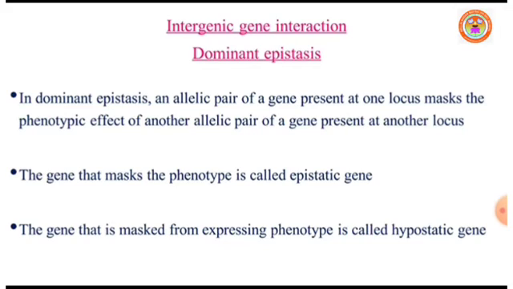The gene whose expression is interfered with by a non-allelic gene, which prevents the exhibition of its character, is called the hypostatic gene. Simply, the gene which suppresses the phenotypic effect of another gene is called the epistatic gene, and the gene which was suppressed is known as the hypostatic gene. The hypostatic gene is always suppressed by the epistatic gene. Epi means superior, hypo means inferior. Keep that in mind.